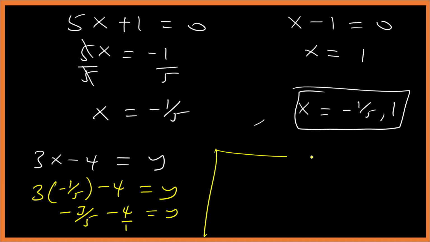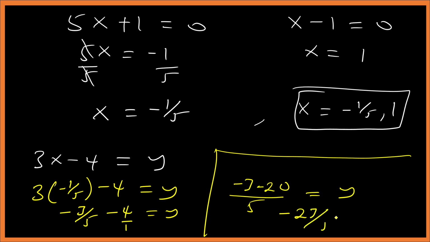And let's go ahead and find the LCM. This side will be 5. We have minus 3, and we have 1 into 5 as 5, 20, equals y. So we have minus 23 on 5 equals y. So when x is minus 1 on 5, y is minus 23 on 5.